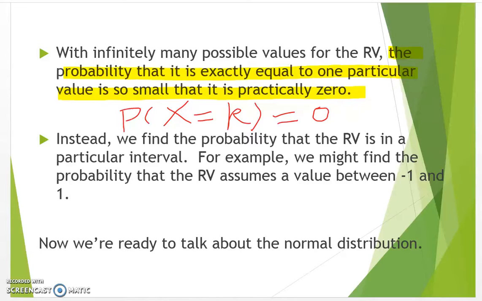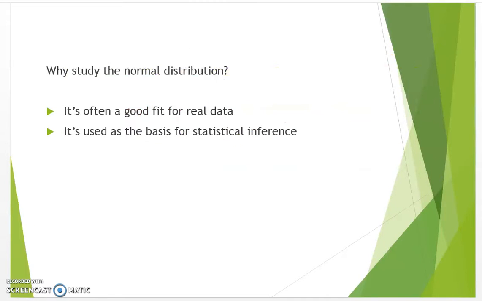Instead, what we do here is find the chance, or the probability, of this variable being in a certain interval for a continuous random variable. For example, we can find the probability of this random variable having a value between -1 and 1. So let's take a look at the normal distribution and see its characteristics.